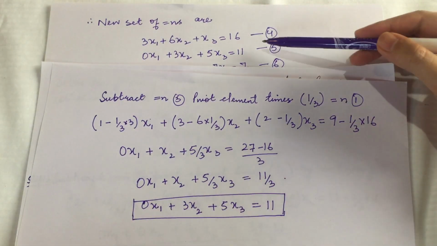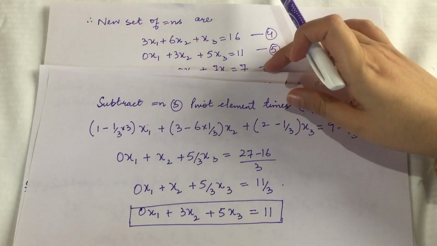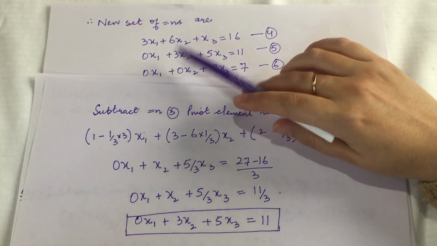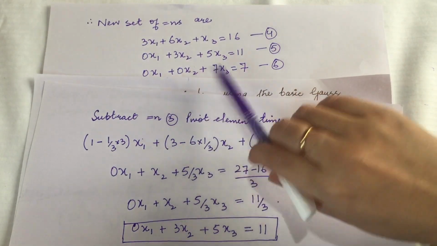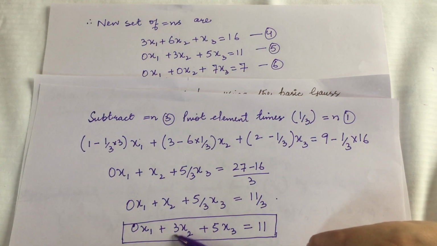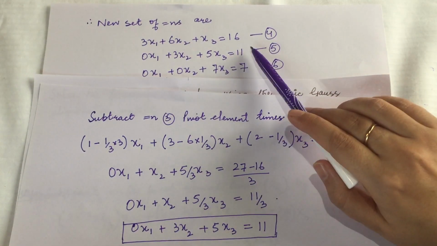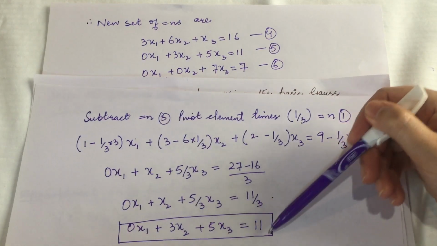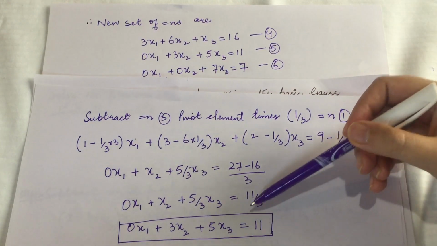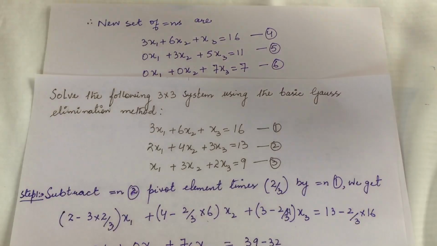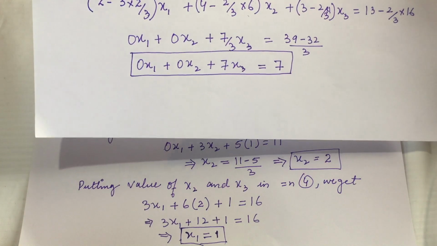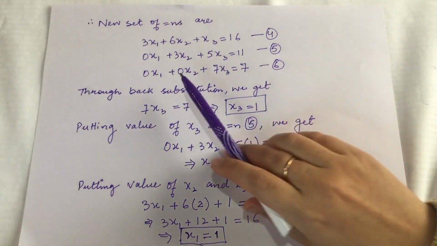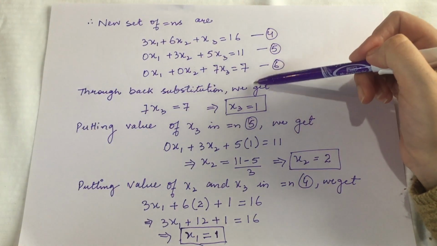It doesn't matter in what order you write the equations. So I am writing it here because I have already eliminated two values from the third equation. So I am writing my third equation first, then I will write my second equation. So the third equation is 0x1 plus 3x2 plus 5x3 is equal to 11. That's what I get as the values of the third equation after eliminating x1. And my third equation is 0x1 plus 0x2 plus 7x3 is equal to 7. So I am getting the new set of equations as this.